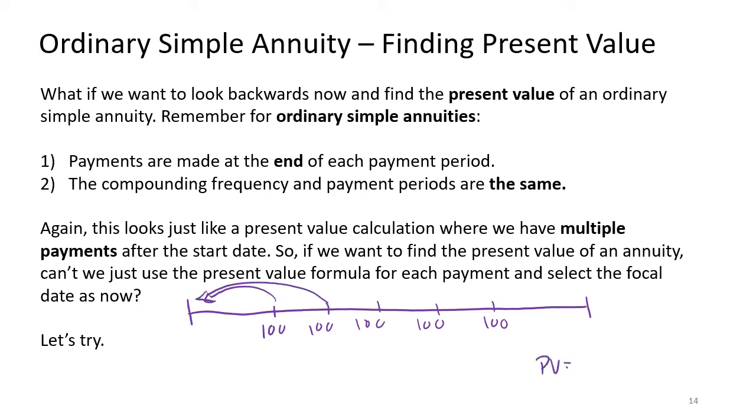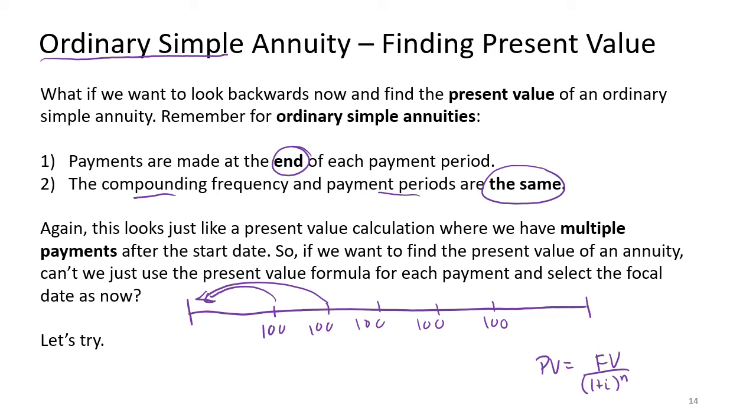Remember, present value is future value divided by 1 plus the periodic interest rate to the exponent n. Can I just use that formula for each one of these values? Well, we're going to find out that the answer is yes. Okay, but again, just like in the past, it's a more tedious process. All right. So for this, keep in mind it's still an ordinary simple annuity. So what that means is that the payments are at the end of each payment period, just like it has been. And your compounding frequency and your payment frequency, again, are the same.